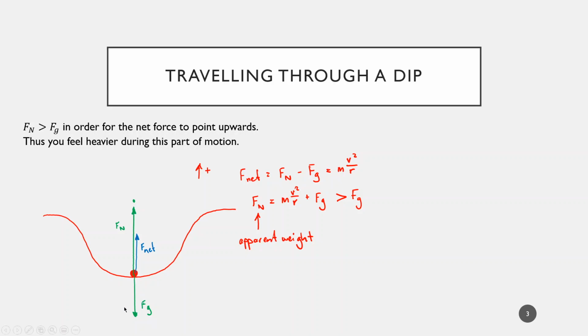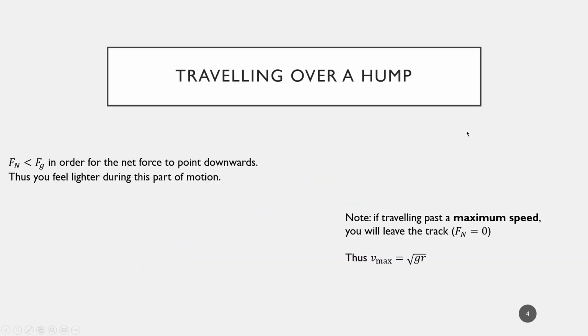Right, the second situation is when you're traveling over a hump. So let's draw the picture again. Here is the hill that you're traveling over, and you've got to remember the hill forms part of a circular path, something like that. Your object is at the top of the hill there. Again, let's look at the forces acting on our object at this point. Obviously you've got gravity, Fg, pointing downwards, and you've got the normal force, the contact force between the object and the hill, and that points upwards.